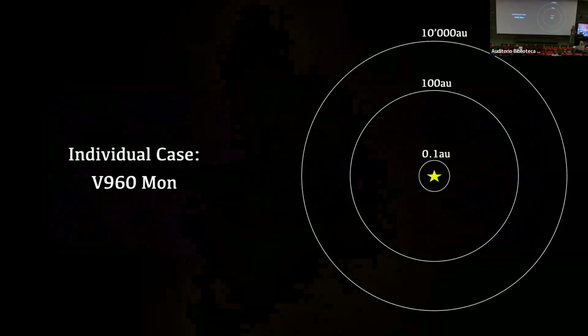Okay, so now I want to focus on a single case, V960 Mon, and just do an individual case study. I told you before that we have to look at different scales normally, and different scales are relevant in our understanding. And in this case study, we have the benefit that we have the observational data of different scales. And we can start out around a star, so the classical thing, monitoring.